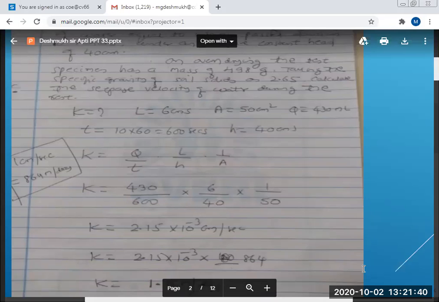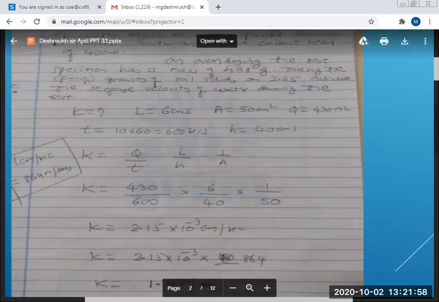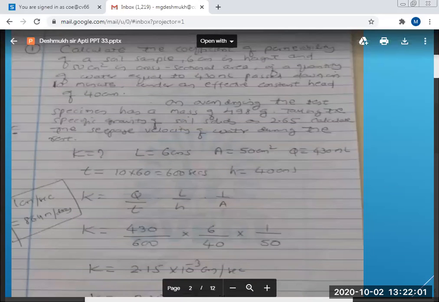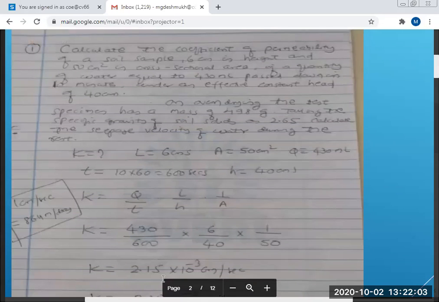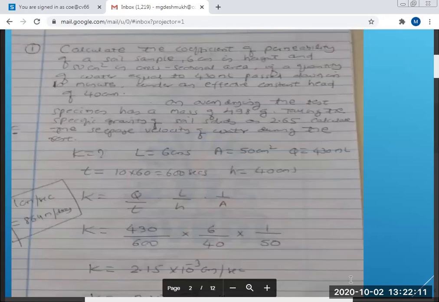K is equal to Q by T, L by H, 1 by A. Q is 430 ml, that is cc. Time is 10 minutes, but convert into seconds, 600 seconds. Length is 6, height is 40, and 1 by A means cross sectional area 50. Simplify this, don't just write the answer by looking, and you get the answer: K is equal to 2.15 into 10 to the power -3 centimeter per second.